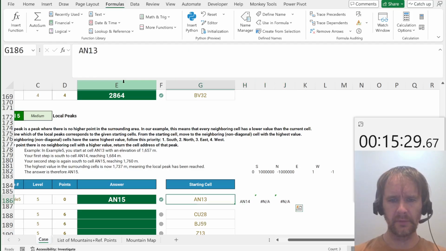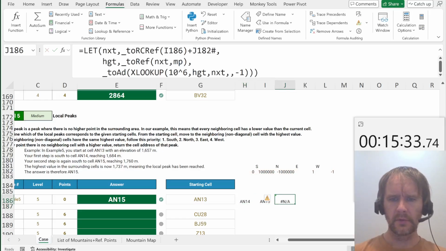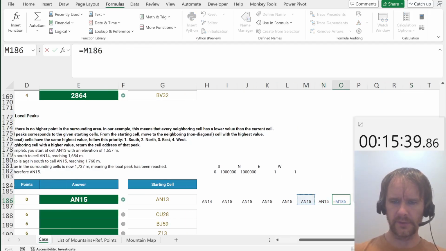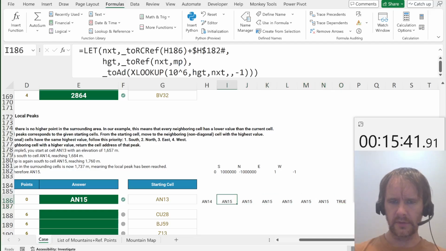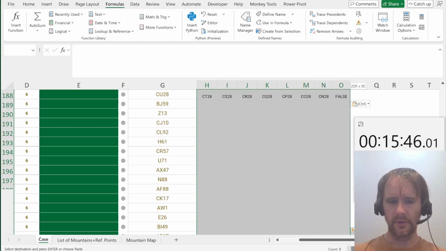Okay, and then we, oops, sorry, I've got to lock that. And sure enough, before terribly long, that gets us to AN15. And then we'll just do a check. This equals this, and that will mean that we've gone enough steps. And if we haven't, then we'll do more.